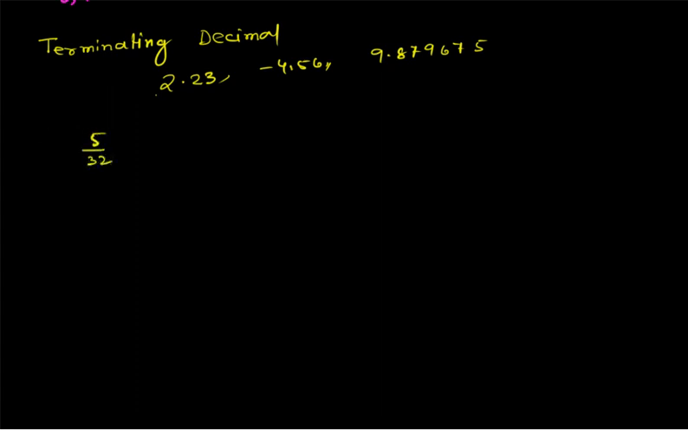Let's first look at the question. 5 by 32. My question is, without the long division, can you predict whether this answer is going to be a terminating decimal or a non-terminating decimal? So probably it's quite difficult. It seems quite difficult unless we know the rules.